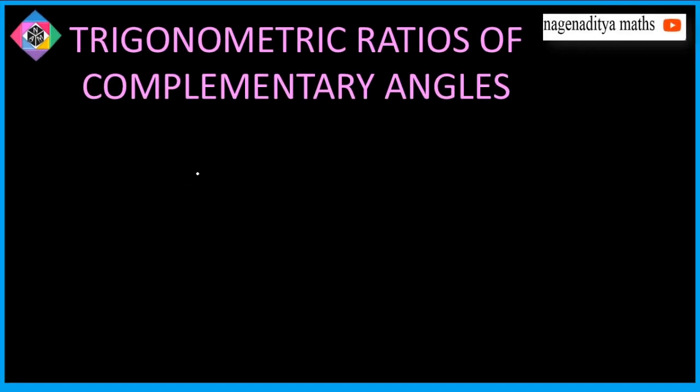Trigonometric ratios of complementary angles. So complementary angles, you all know, పూరక కోణాలు, త్రికోణమితీయ పూరక కోణాలు. So complementary angles, if the sum of two angles is 90 degrees, then those angles are known as complementary angles. రెండు కోణాలు మొత్తం 90 డిగ్రీలు అయితే వాటిని ఏమంటాం అంటే మనం పూరక కోణాలు అని అంటాం.